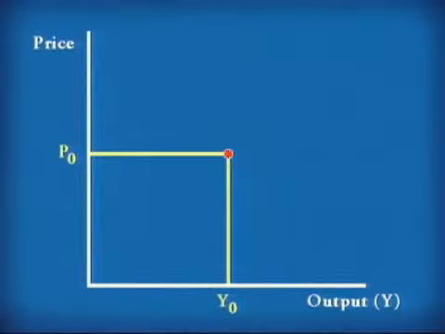So far, we've only looked at the determination of output using the Keynesian cross model holding the price level fixed. Notice that this fixed price level, P sub 0, is associated with an equilibrium output level, YE sub 0. Now, suppose we transport that pair of price and equilibrium output to another graph where we have the price level on the vertical axis and output on the horizontal axis. This would give us one point in this P-Y space.